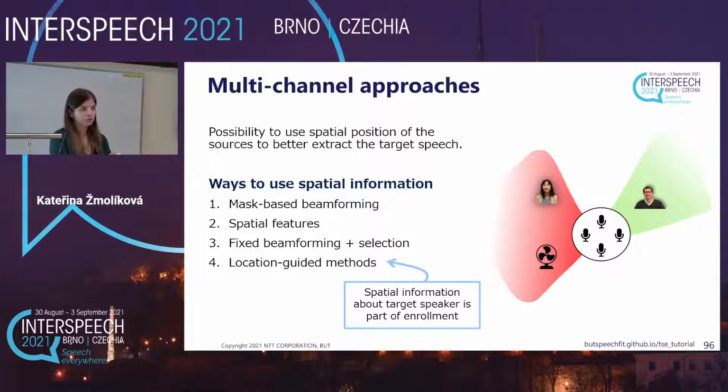There are different ways to use the spatial information, and I will talk about 4 different approaches: mask-based beamforming, spatial features, fixed beamforming with stream selection, and location-guided methods. In these 4 methods, the first 3 assume having the multi-channel recording, but they do not assume having any information about the position of the target speaker. In contrast, the 4th class of approaches, location-guided methods, also assumes that we have some spatial information about the target speaker as part of our enrollment. But first, I will go over the first 3 approaches, and I will start with mask-based beamforming.